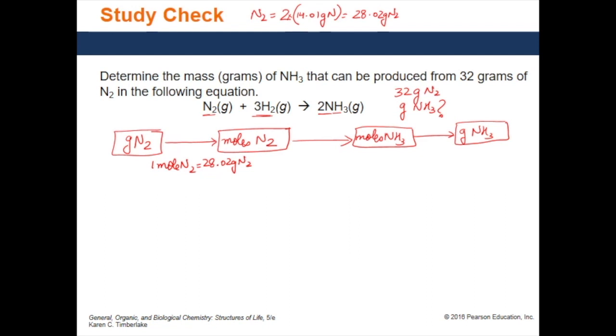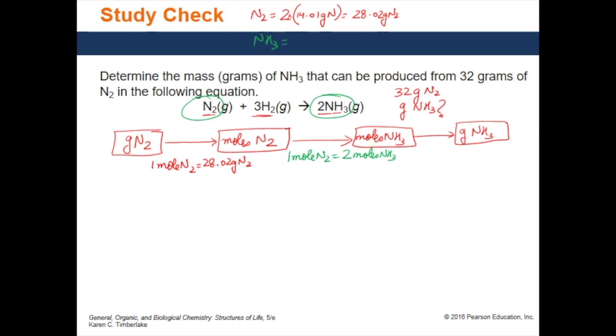How about the next conversion factor? The next conversion factor is from moles of one to moles of other. Moles of nitrogen is right here, 2 moles of ammonia. So what is the conversion factor? 1 mole of nitrogen is needed to produce 2 moles of ammonia. Okay, next we have moles of ammonia to grams of ammonia. For this, again we need molar mass. So let's figure out the molar mass of ammonia.